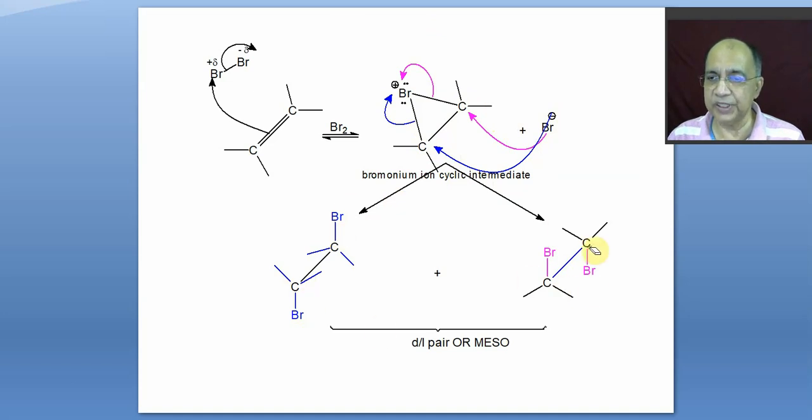The other possibility is this, and these two are fortunately not identical. They are enantiomers, a DL pair, or it can be meso. If it is E, then it will be meso. These two are identical, so the plus sign will be replaced by an equals sign. And if this is Z, then it will be a DL pair, the plus sign will remain, and it will be a racemic mixture.